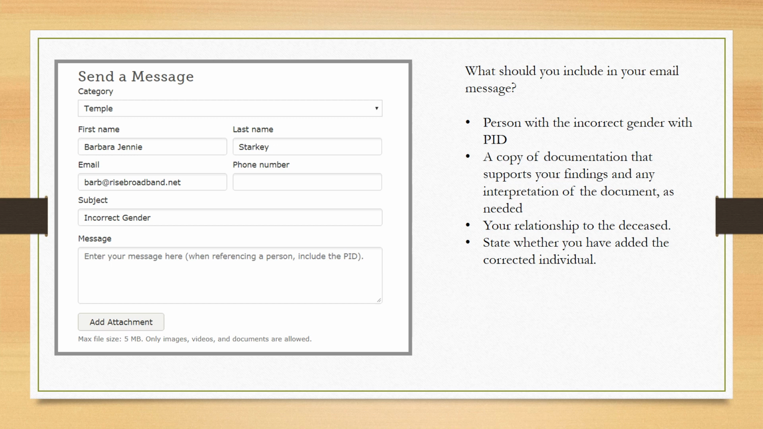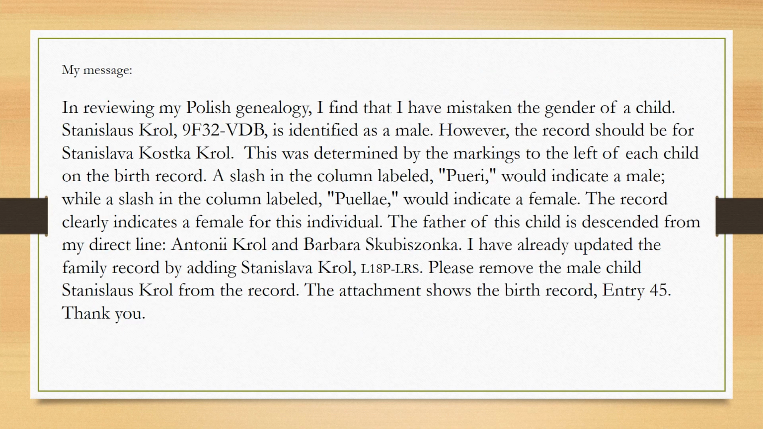It will auto-fill your name and email address, and you will need to include your phone number. The category is temple and the subject is incorrect gender. What should you include in your email message? You should include the person with the incorrect gender with the PID, a copy of the documentation that supports your findings and any interpretation of the document as needed, your relationship to the deceased, and state whether you have added the corrected individual. This is the message that I sent to FamilySearch.